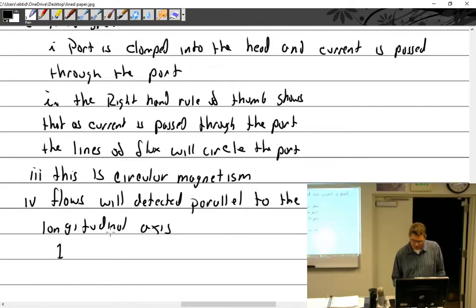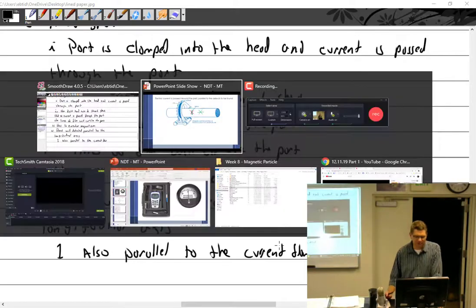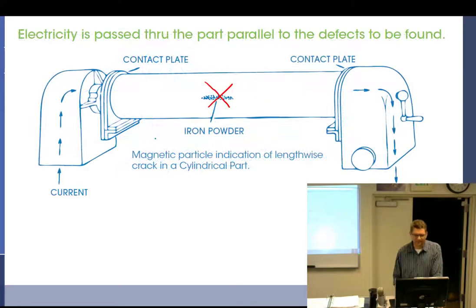Flaws are detected parallel to the longitudinal axis. And so that we're not confused with the longitudinal axis, that is also parallel to the current flow. So if you were to put a part in sideways, or you had an odd shaped part and you somehow managed to get it in there weird, and you say, well, wait a minute, I put it this way, but this is longitudinal, it's going to show up parallel to the lines of flux, or parallel to the current flow. So you don't have to get too confused about that. All right, I guess.